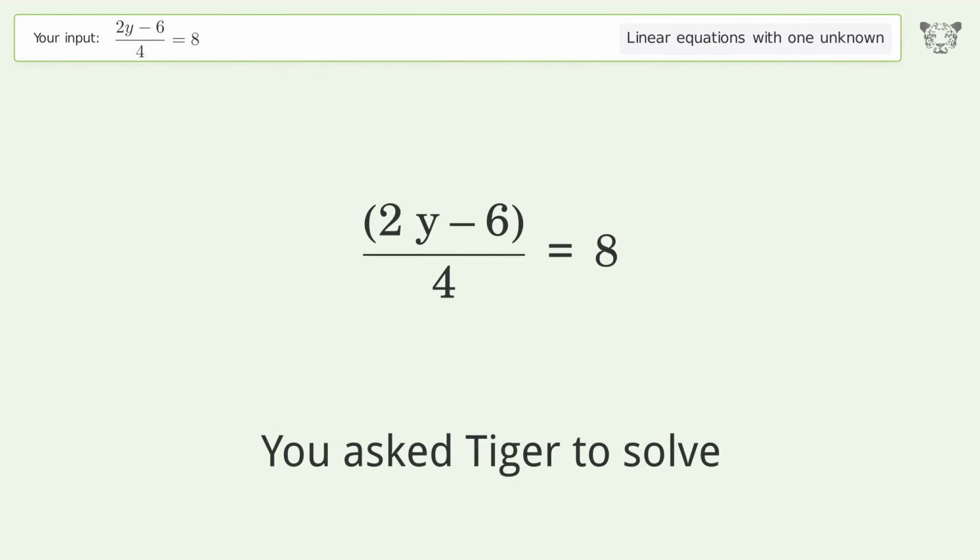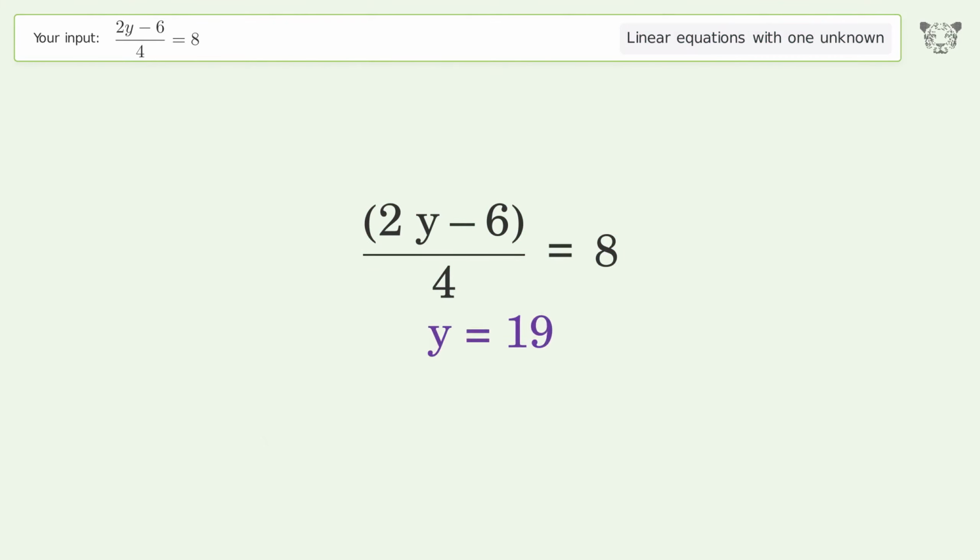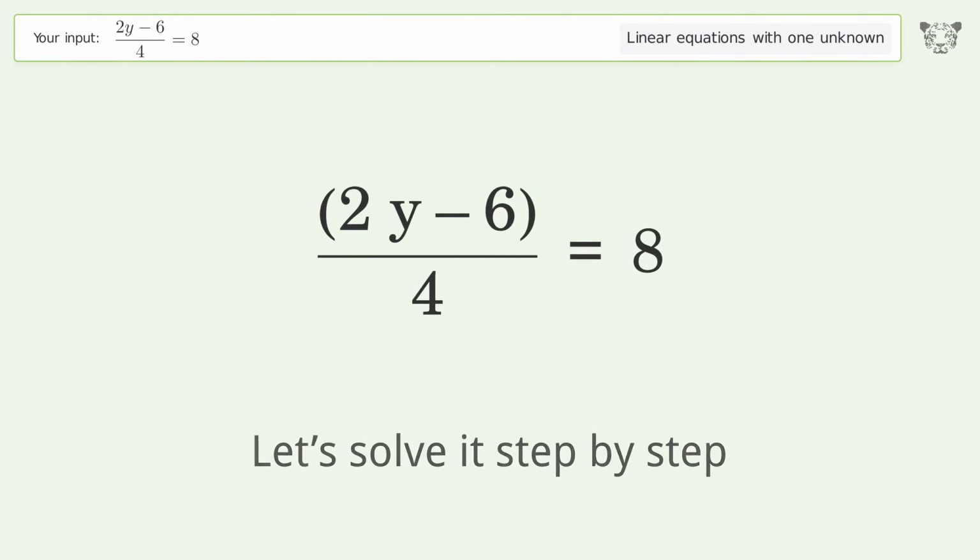You ask Tiger to solve. This deals with linear equations with one unknown. The final result is y equals 19. Let's solve it step by step.